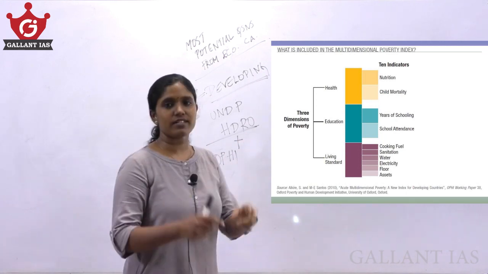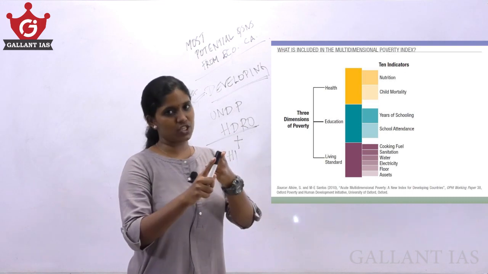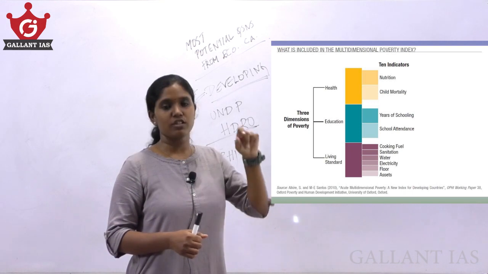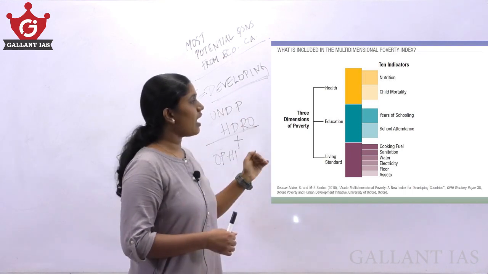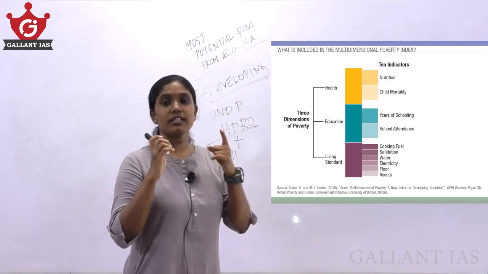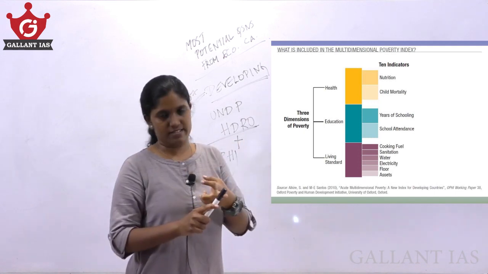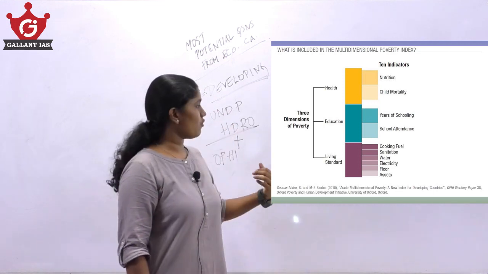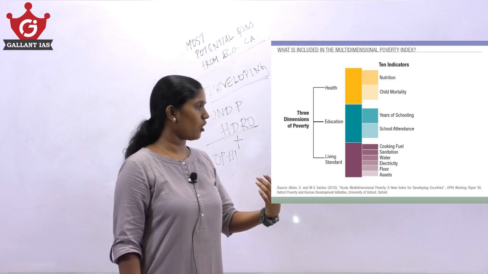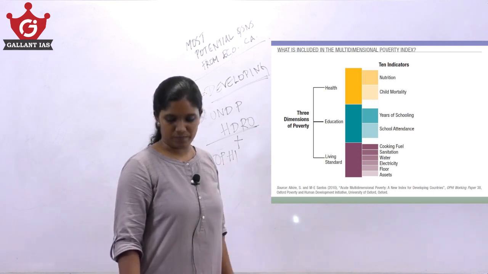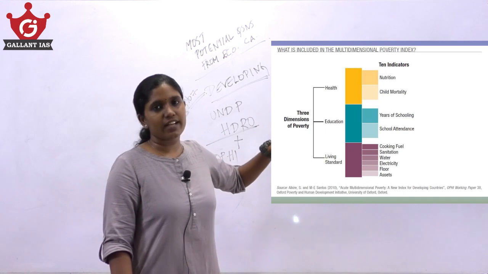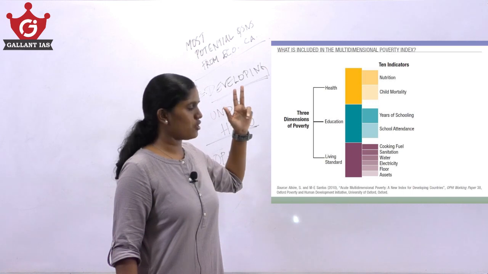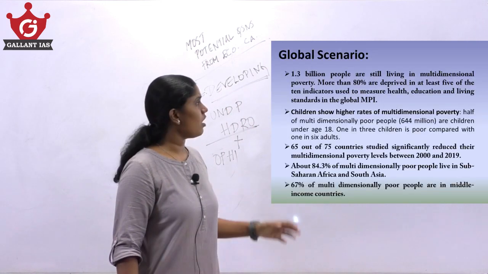So what is included in the multidimensional poverty index? As we already said, they look at three dimensions: health, education, standard of living. Within health, they look at nutrition and child mortality. Regarding education, the indicators are years of schooling and school attendance. The third dimension is living standard. It involves cooking fuel, sanitation, water, electricity, floor and assets. So have a clear idea about the dimensions of poverty and also the indicators they are looking at. Now let's look at the result.